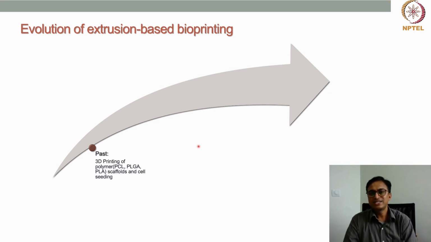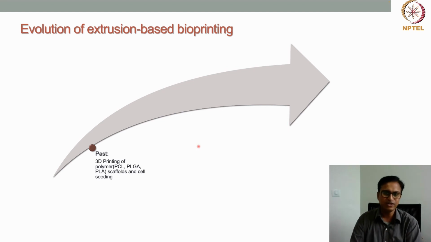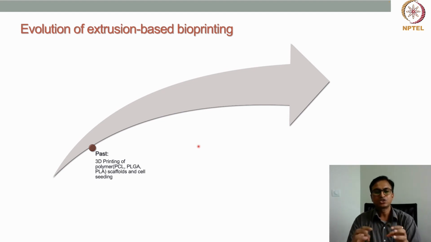But here is the disadvantage. We can produce very nice or complex structures by printing only polymers, but later on we need to seed cells on top of them. In certain cases cell seeding is challenging, because when the cells are seeded, the cell attachment is not even; they attach to a certain area, not the whole structure. So uniform cell attachment is another big problem. The other challenge was that we cannot achieve a cell density like the tissue, because that much cell attachment is very challenging.